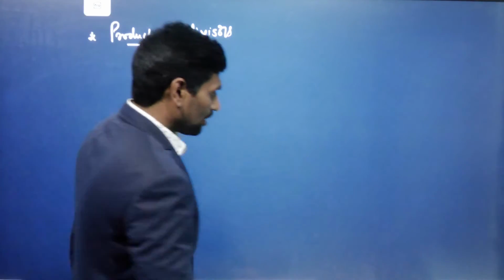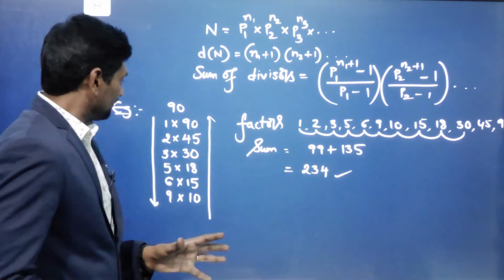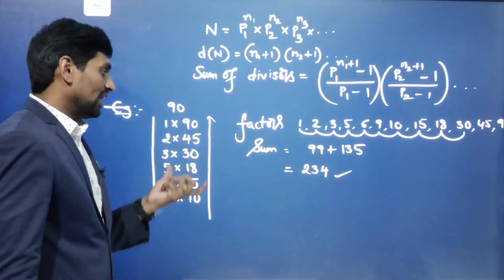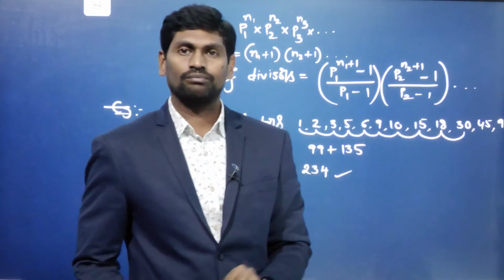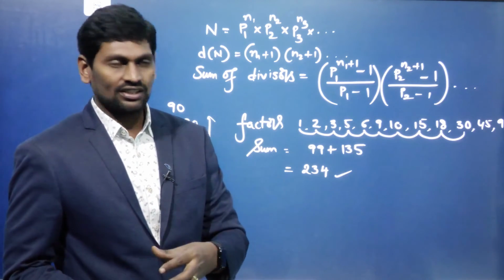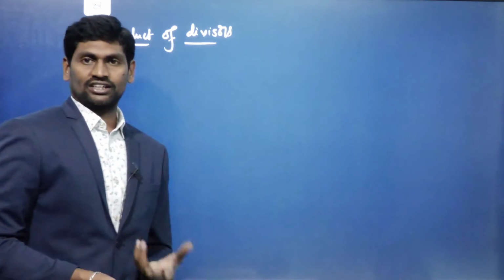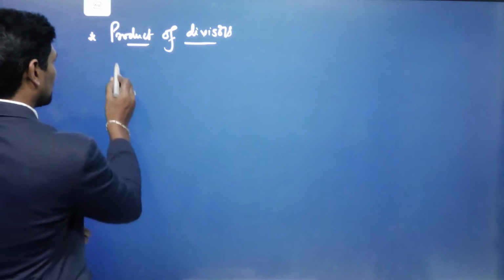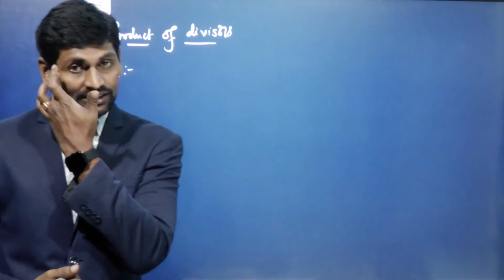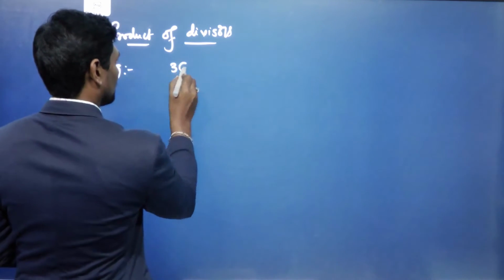Like in our previous problem, we have discussed the sum of divisors, right? What is the general method we did? First of all, we need to find all the factors of 90 and we add all of them, because sum means the result when you get the addition, right? Same way, product means we need to multiply all the factors. Let us see this by an example. Then after I will say the formula for it. Right. Now I am taking 36.